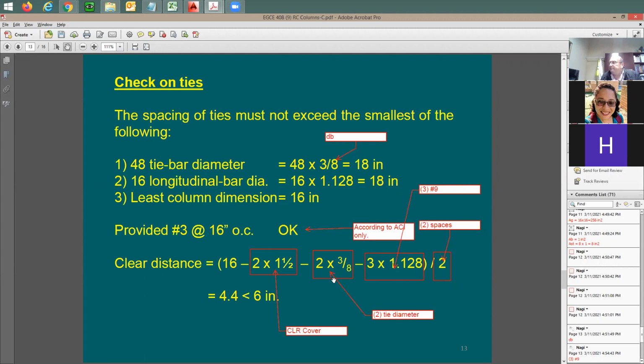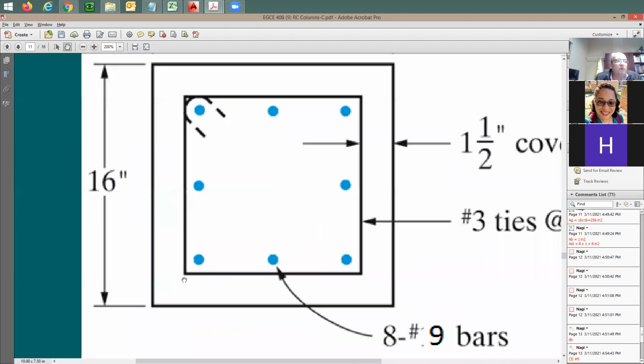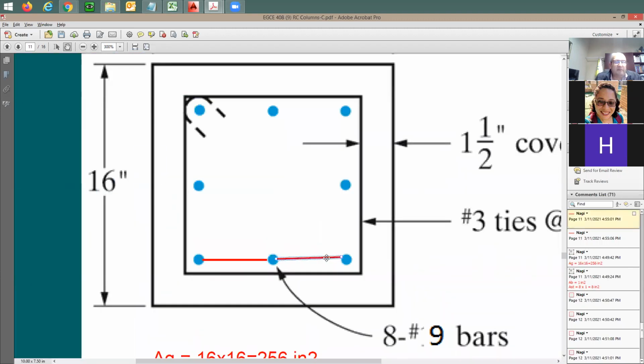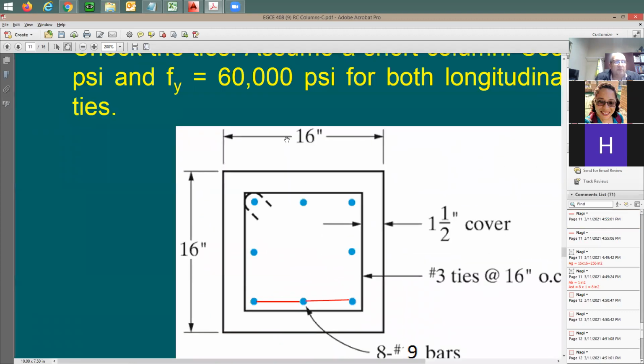Why are we subtracting it from 16 again? I'm sorry. Why do you subtract this from 16? Okay, let me go through this again. We're trying to figure out this clear spacing, right? So how do we do this? We take 16 inch, the total distance. We subtract first the cover from here to there and from here to there, right?